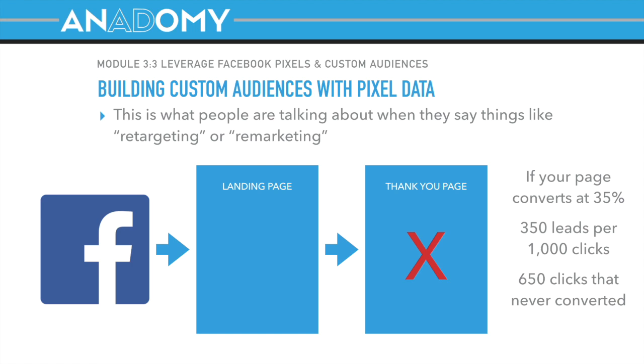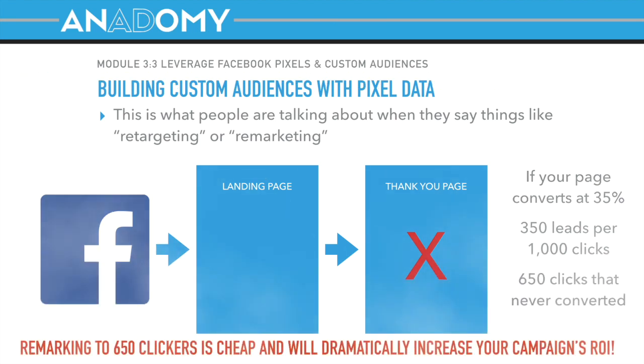Now, in order to get this campaign to function on all cylinders and get the highest conversion rate possible, we need to implement something called remarketing. Now, remarketing, we can actually remarket to the 650 people who clicked to our landing page but never converted, and this will dramatically increase the ROI of our campaign.